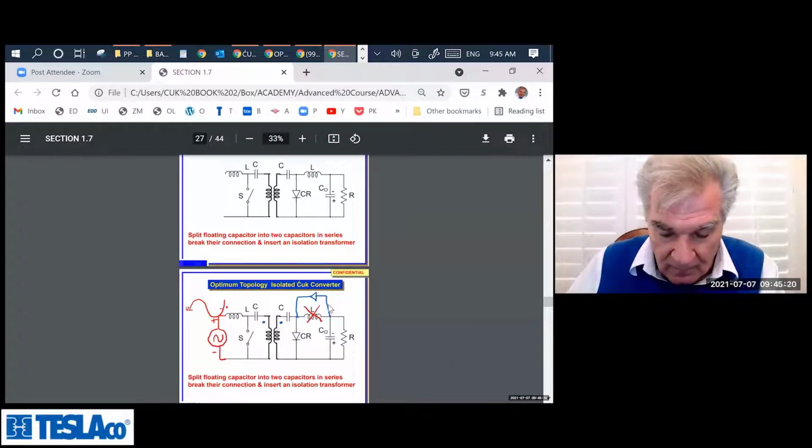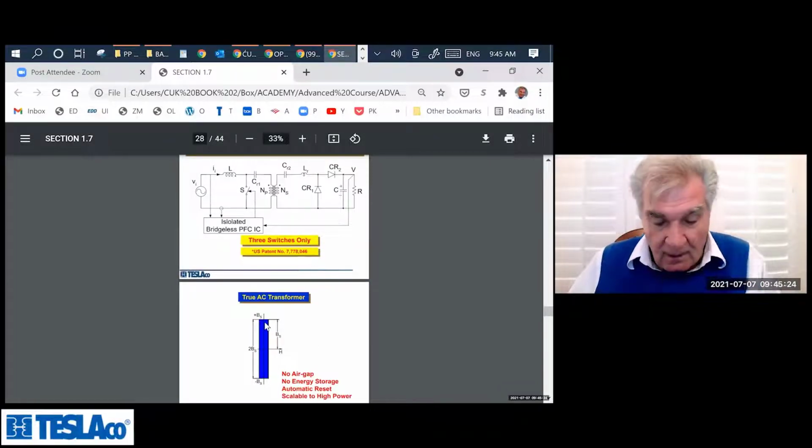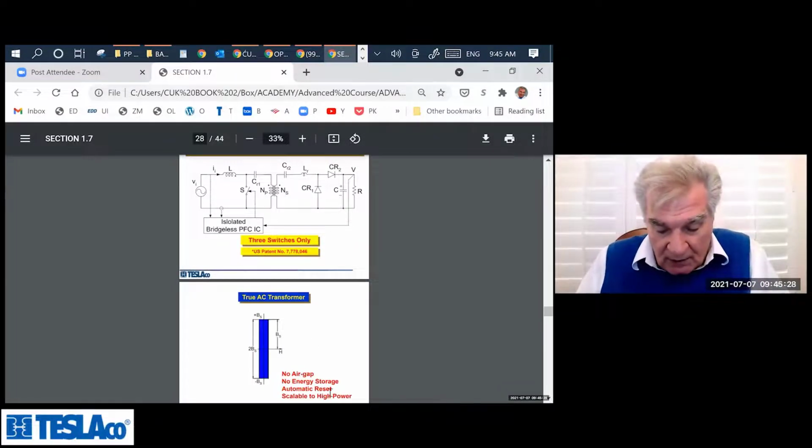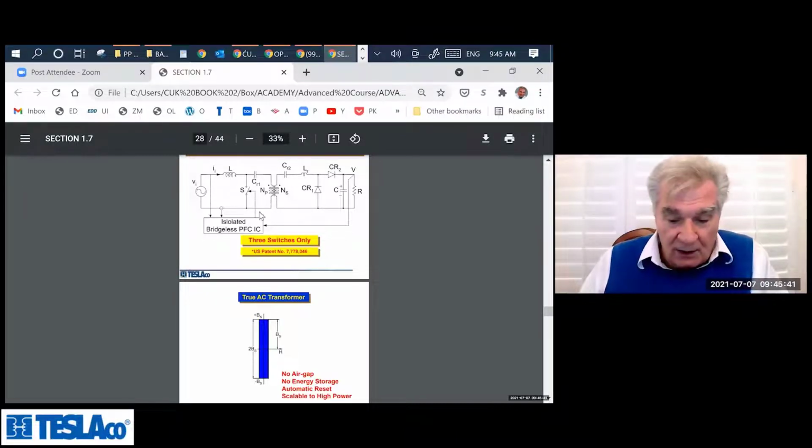Okay, so we've done that. And the transformer is full flux balance, no air gap, no energy storage, automatic reset, and scalable to high power. So there's no power limitation. In fact, the only power limitation in this circuit is what? The boost inductor input, because that still has the DC bias. But other than that, everything is scalable in power.